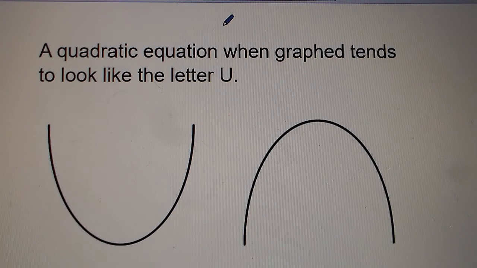Remember, our goal here is to graph quadratic equations. The graph of a quadratic equation tends to look like the letter U. It could be going up here and going up here, where it kind of bottoms out down around there. Or it could be shooting down in both directions and it kind of tops out up there. That's what tends to be the shapes of quadratic equations.